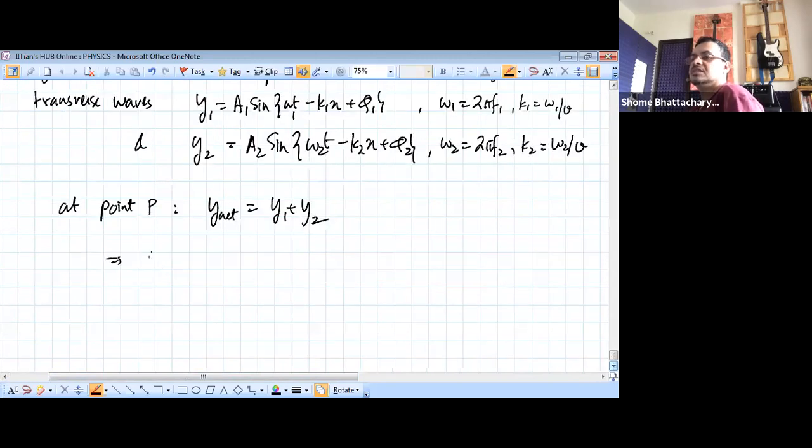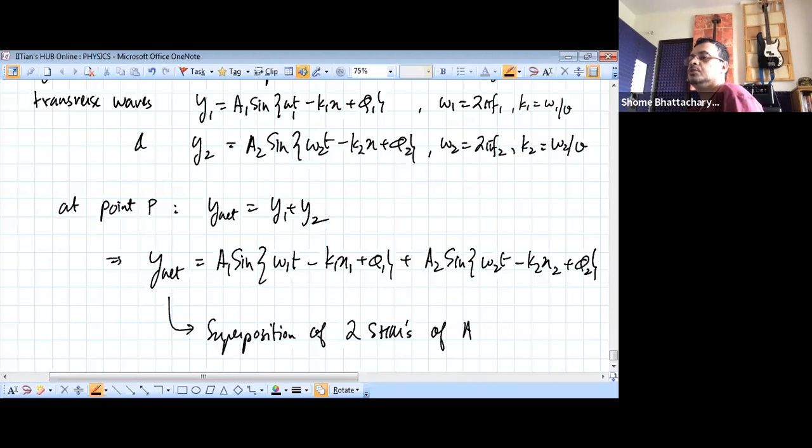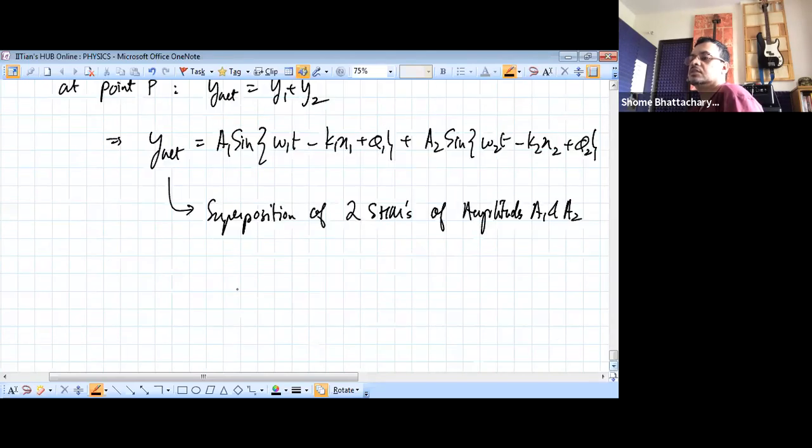So you can see that the resultant displacement, being the superposition of these, will be A1 sine(omega 1 t minus k1 x1 plus phi 1), because the distance from that source was x1, plus A2 sine(omega 2 t minus k2 x2 plus phi 2). Okay, so the net displacement becomes the superposition of two oscillations, two SHMs of amplitudes A1 and A2, but with a phase difference, delta phi, we can say.